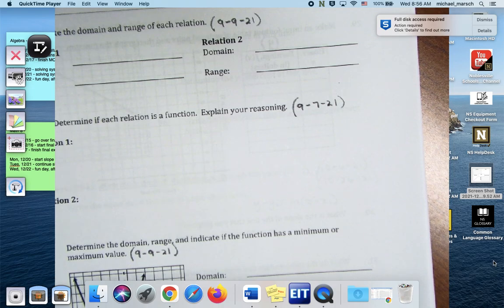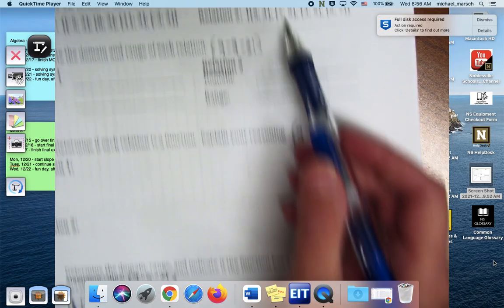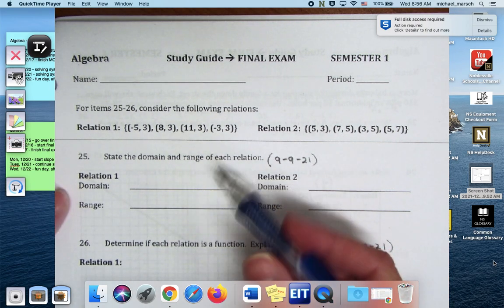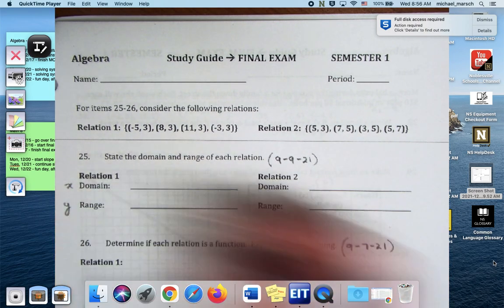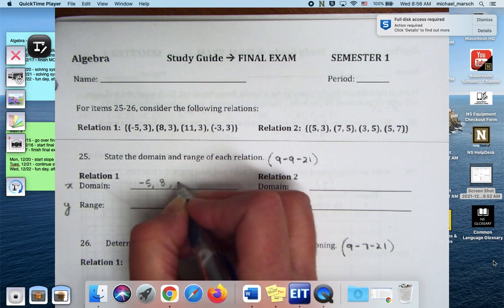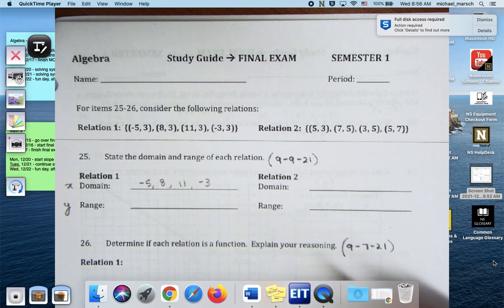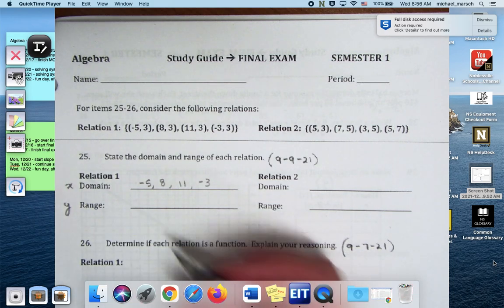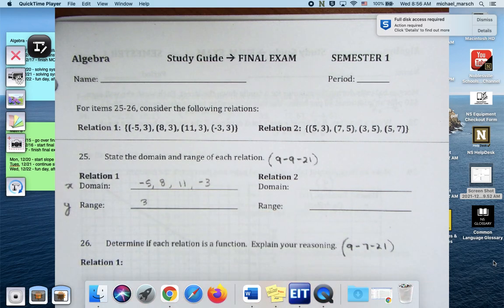Okay, domain and range. All right, so we have these two relations written as ordered pairs. Remember, domain is the x values, range is the y. So my x values here are negative 5, 8, 11, negative 3. And my range is 3. That's it, 3. Now you could write it 4 times if you want, but it's the same value. So my range is 3.